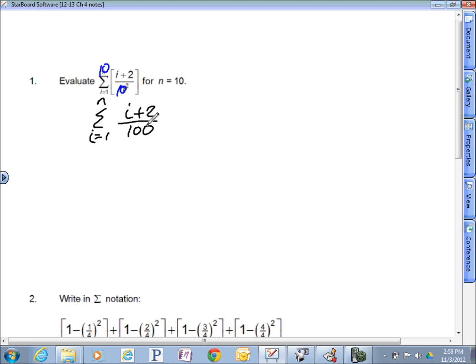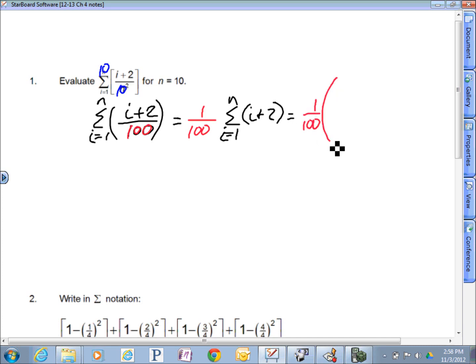Well, wait a minute. Let's think about it: every term's going to have a 100 in its denominator. So that's a constant. So let's take this 100 out. So what I really have here is 1 over 100 as a constant being multiplied by a sigma of I equals 1 to N of the quantity I plus 2. And I should probably be putting parentheses around these things. Well, now there's two terms. So how about if we treat it as two separate terms? So I have 1/100th times sigma I equals 1 to N of I plus sigma I equals 1 to N of 2.